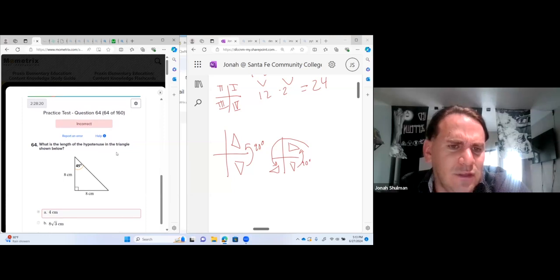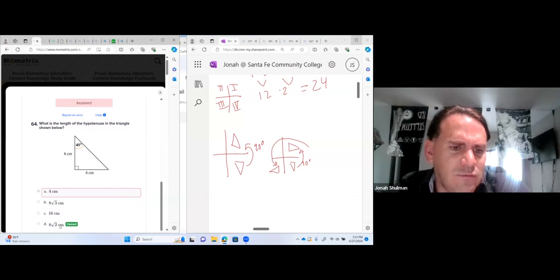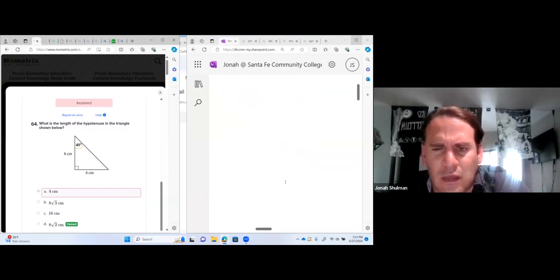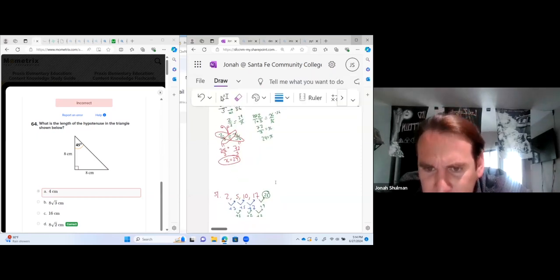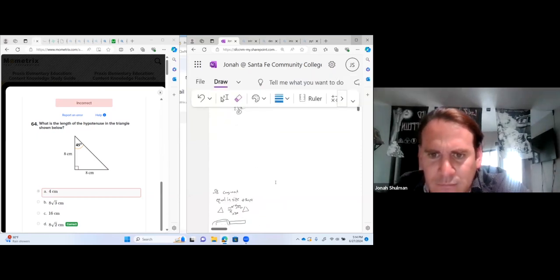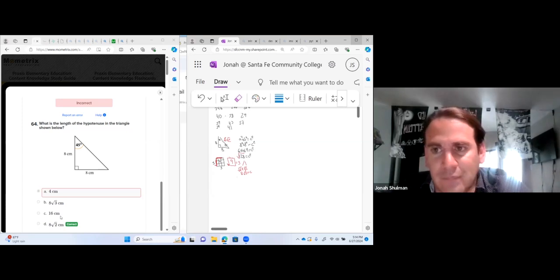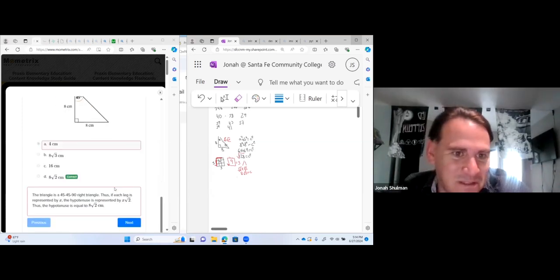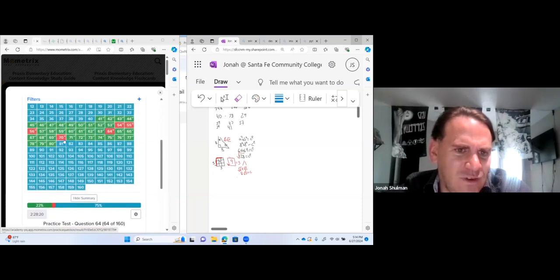What is the length of the hypotenuse of the triangle shown before? I put 8√2. I have 8√2. Did I just click the wrong one? I clicked the wrong one. Make sure you click the right answer. 8√2. All right, so let's see what else. That was 64 and finally 70.